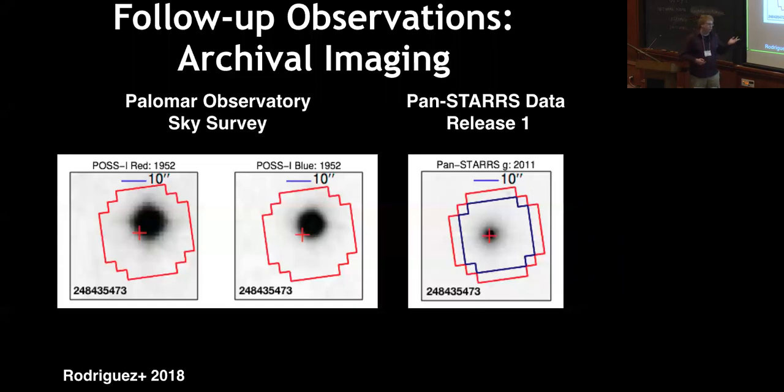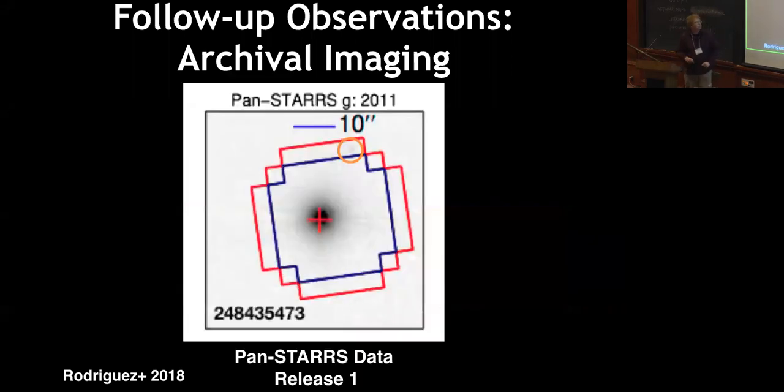All of these images can be downloaded by anyone in this room publicly for free from the MAST website. What's interesting about the Pan-STARRS images is that they are much deeper. They can detect fainter things. And you may not be able to see it on this projector, but there is a very faint star right here that's almost inside of the photometric aperture. So that's a danger sign, but it's not a terrible sign.